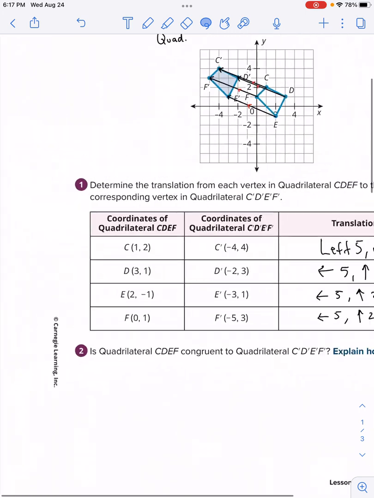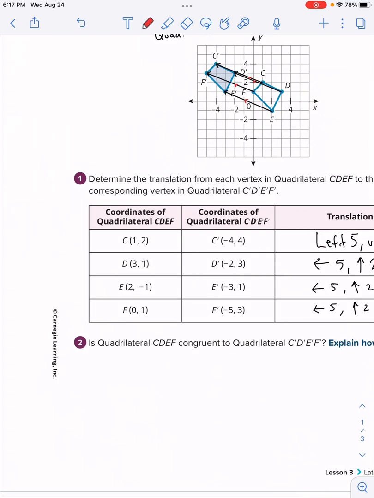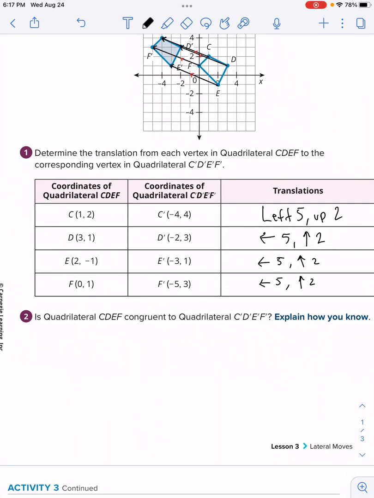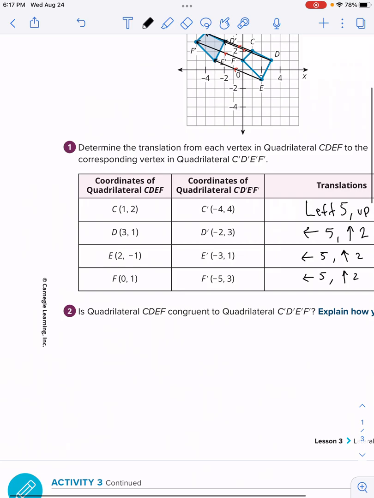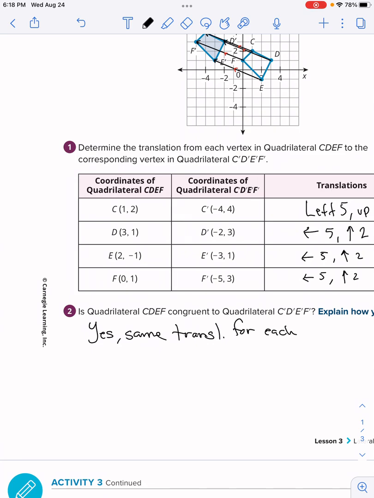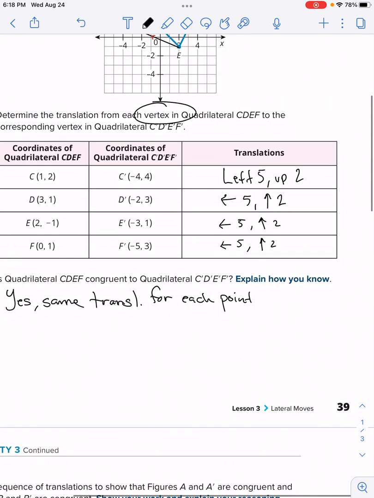All right, anyways, so number 2. Is quadrilateral CDEF congruent to quadrilateral C prime D prime E prime F prime? It is, yes. Yes, they are congruent. But it does say explain your answer. It is because we have the same translation. I'll abbreviate translation like that for each point, or we called it vertex here. I'll put /vertex.